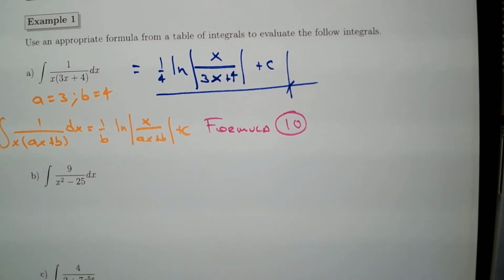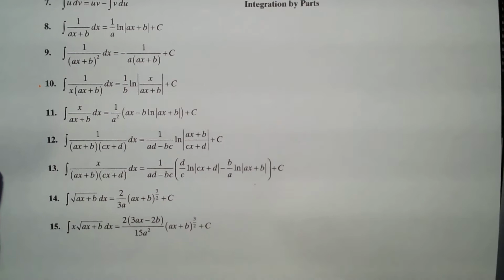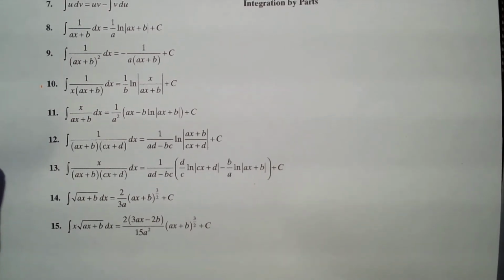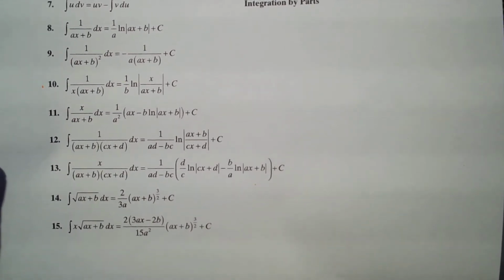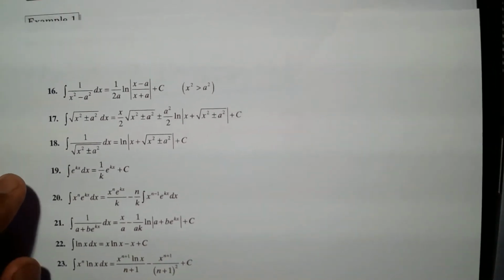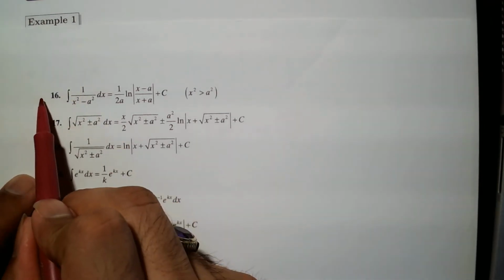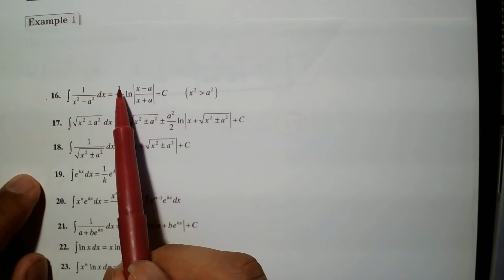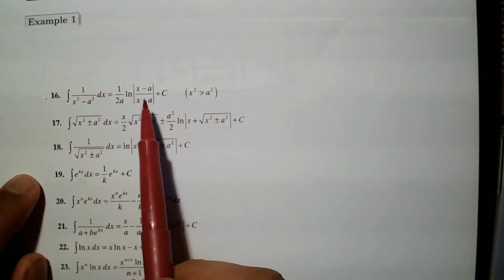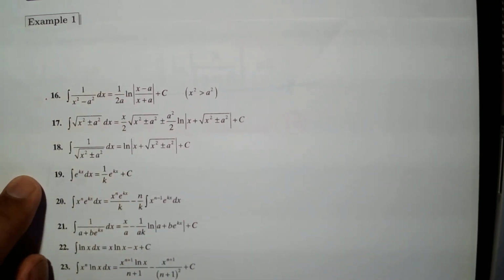Okay, let's look at letter B. Let me compare with anything from this page of the table. Nothing seems right away to suit this part of the table. Let me look at the other page then. And to me it looks like number 16. 16 is the one: some x squared minus some quantity squared, and we get this result.